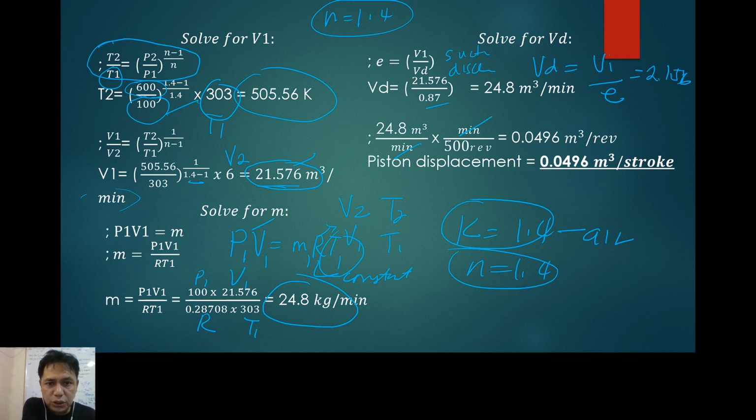So for every revolution, because what is being asked is per stroke, right? So one stroke is once the piston moves from top dead center to bottom dead center, or bottom dead to top center, it depends on what is the initial condition. So this is the amount of air or gas per revolution. So you just have to divide this volume by the 500 revolution per minute. For every revolution, this is the amount of gas or air, 0.0496 per stroke or per revolution.